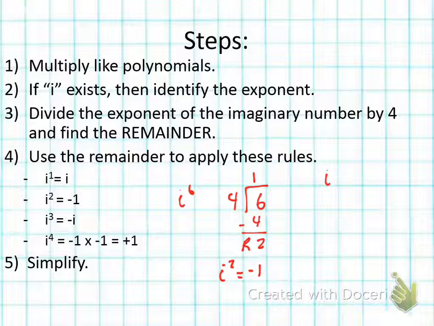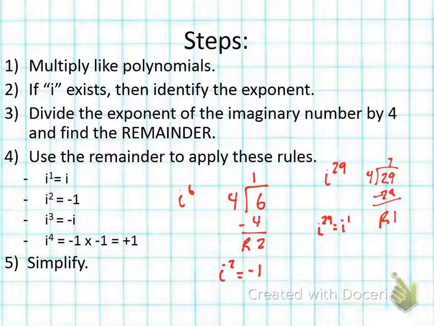Or let's say we had a bigger i. Let's say we had i to the 29th. Okay? i to the 29th, you take 29 and you divide by 4. It goes in 7 times. 7 times 4 is 28. What's our remainder on this one? 1. So we know that i to the 29th is the same thing as i to the first, which is just i, right? You see that?